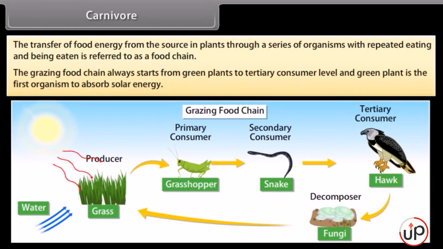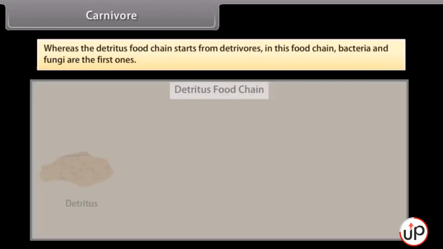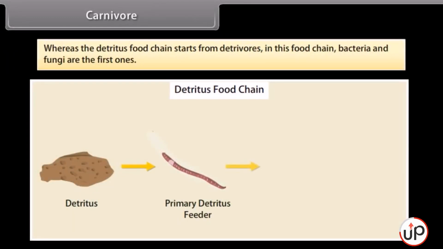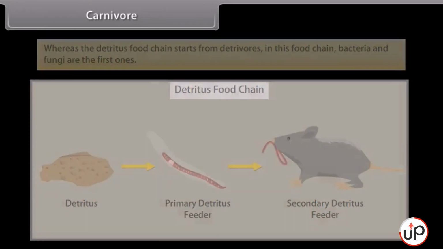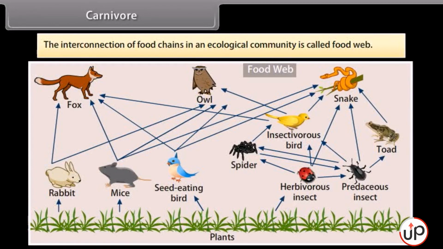The grazing food chain always starts from green plants to tertiary consumer level, and green plant is the first organism to absorb solar energy. Whereas the detritus food chain starts from detrivores, in this food chain, bacteria and fungi are the first ones. The interconnection of food chains in an ecological community is called food web.